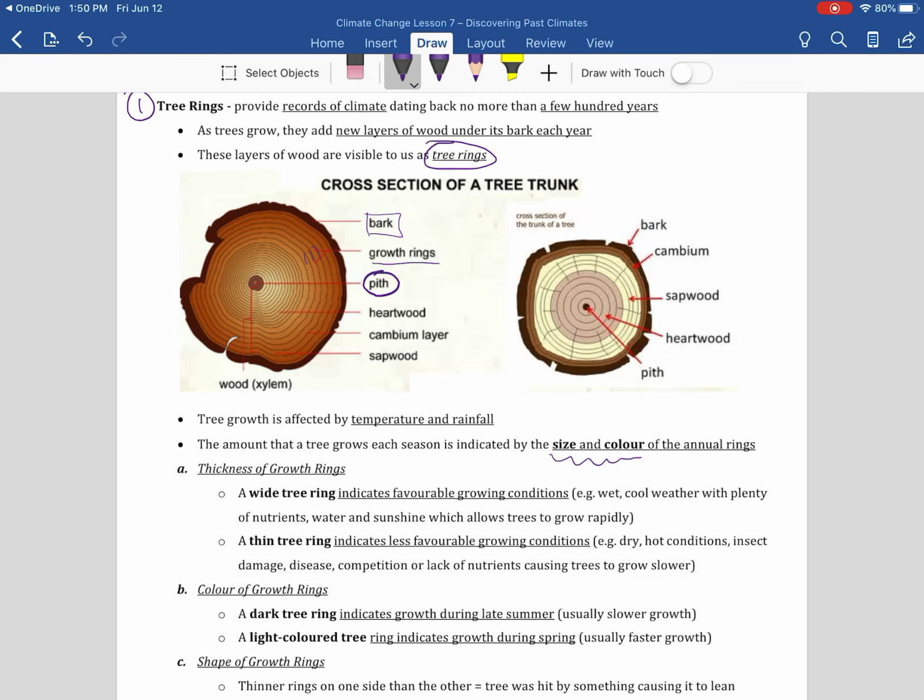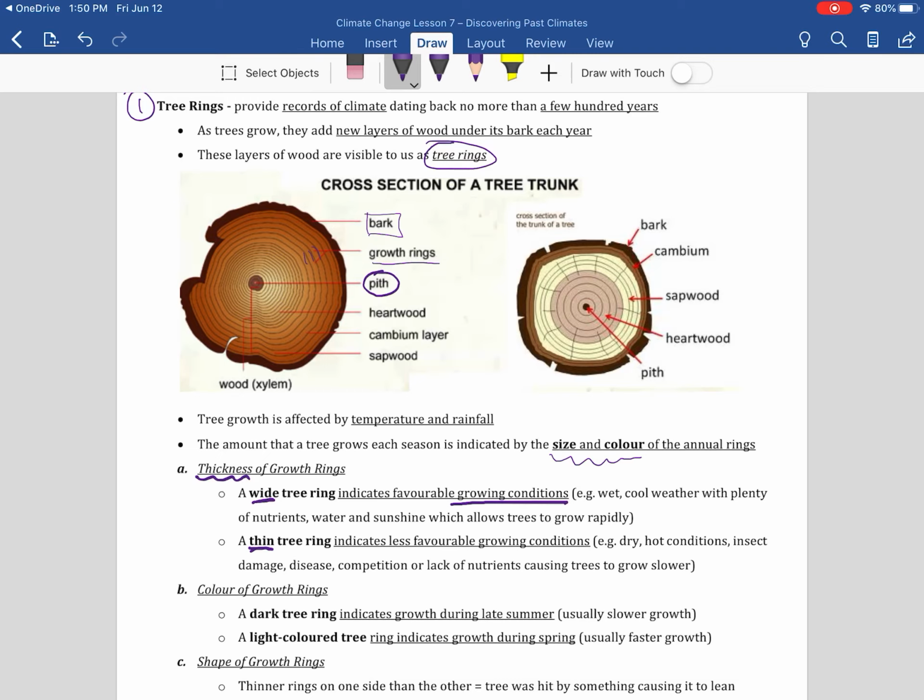So for instance, let's take a look at the thickness of our tree rings. If we have a wide one, that is a good growing condition. So there was lots of rain, there was lots of sunshine, there was good stuff in the soil. So trees had it good. However, if there was a thin tree ring, that means not a lot was added from the last year. That means things weren't going so well, whether there wasn't enough rain or sunshine or the soil was depleted for whatever reason.